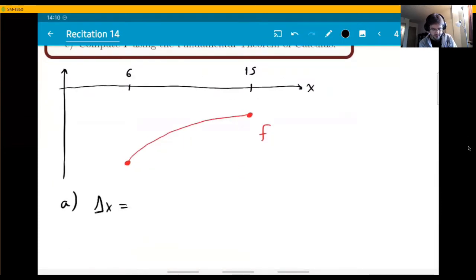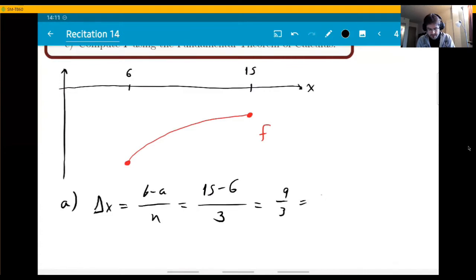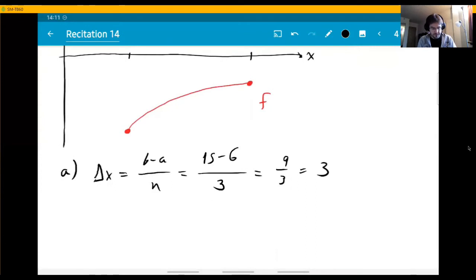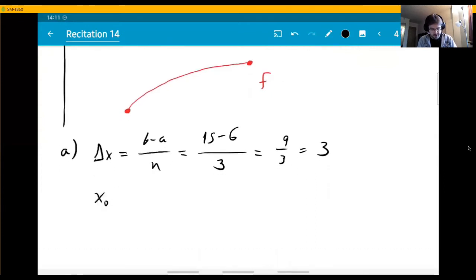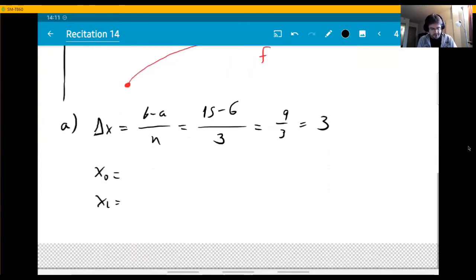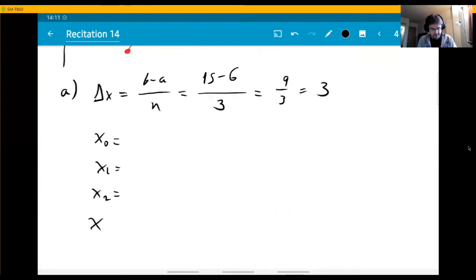Because it's regular, you should always start with calculating this delta x, the length of each interval, and that's very easy. B minus A represents the total length of the entire interval from 6 to 15, and n is the number of intervals, which they said should be 3. So in this case, that will be just 9 over 3, which is 3. From here, you can get the points that you want, the partition. We're going to have 4 points, and they go from 0 to 3 in the indices.